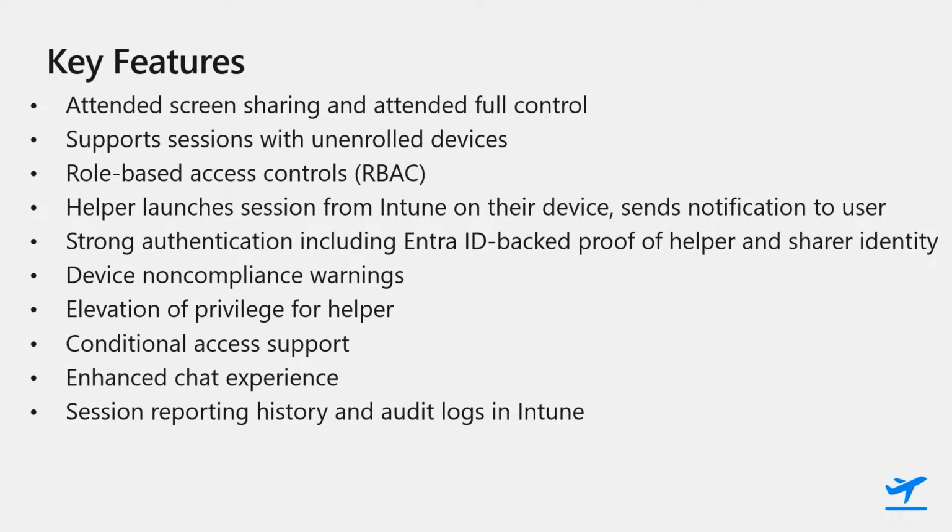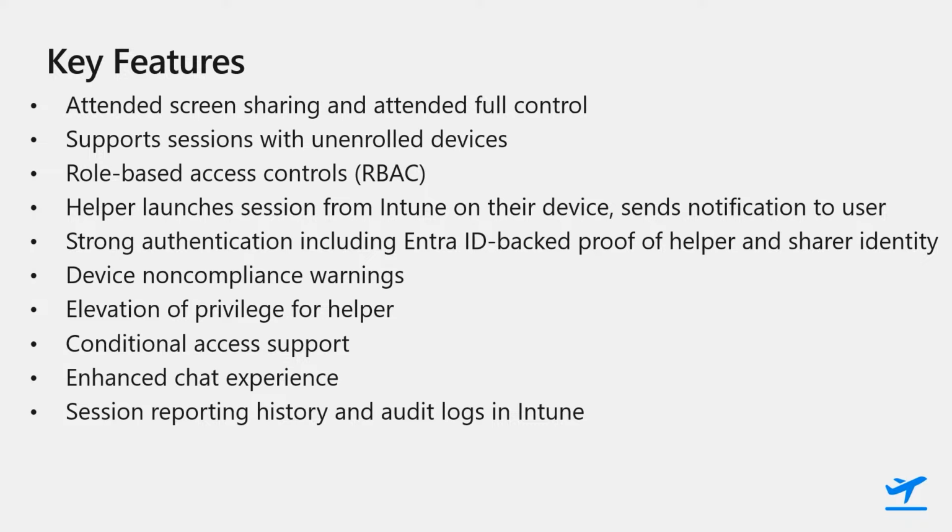There's strong authentication through Entra ID with profile pictures, company names, titles, and verified domains for both parties upfront before the session connects. Before connecting to a user's device, the helper will be able to see a non-compliance warning about that device and can learn more about why that device is non-compliant in Intune. When needed, a helper with RBAC permissions for elevation can interact with the UAC prompt to resolve any issues that require admin permissions. With conditional access support, admins can set policies and conditions for remote help, such as multi-factor authentication, security updates installed, or locking access to remote help to a specific geographic region.